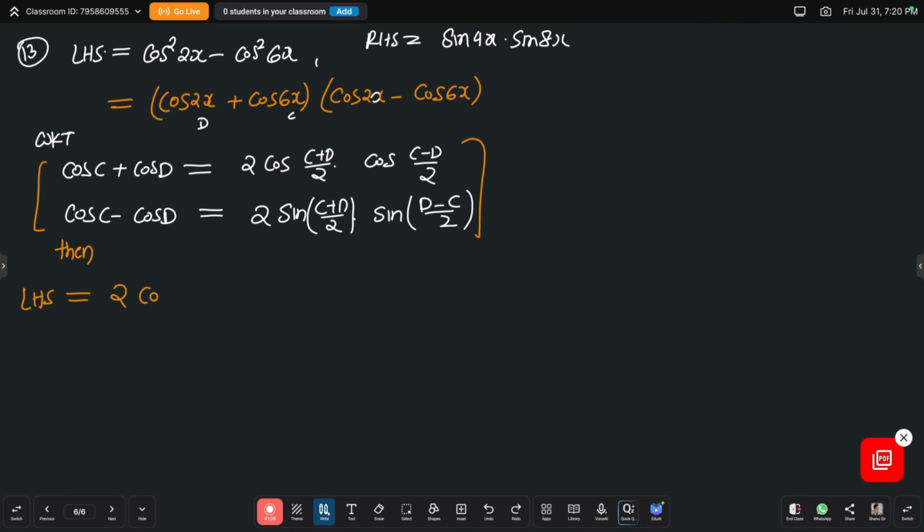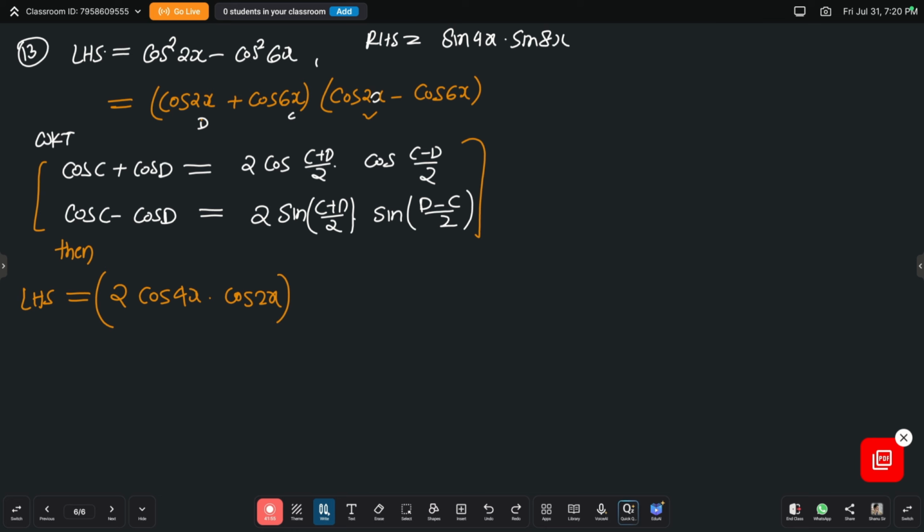2 cos of (c plus d) by 2. C plus d means 6x plus 2x. How much? 8x. 8x upon 2 is 4x. And again cos of (c minus d), 6x minus 2x, 4x. 4x upon 2 is 2x. Cos 2x. Finish this bracket.